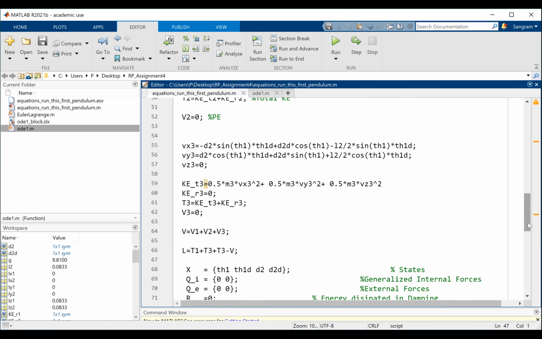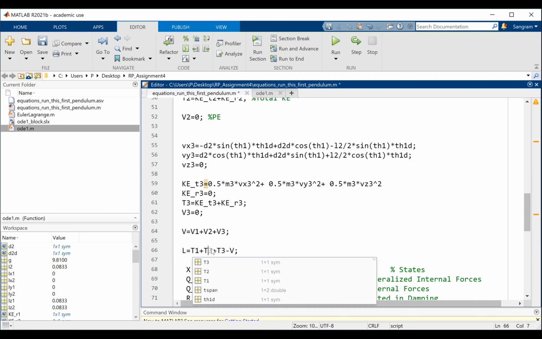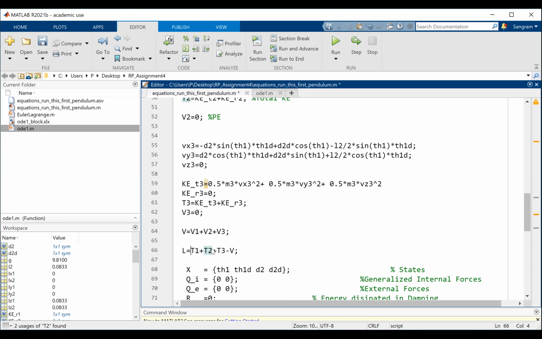The last part is I have the total potential energy V1, V2, V3, and then I have the total kinetic energy, which is T1, T2, and T3. So this is all T's. And finally, what I do is I form the Lagrangian, which is L is equal to T1 plus T2 plus T3 minus all the potential energies.